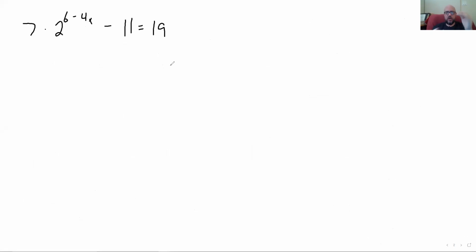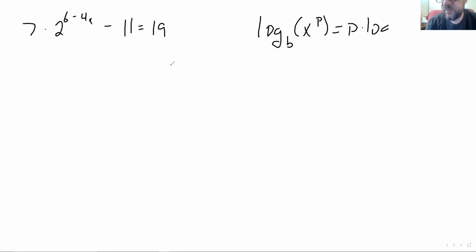So before you take the logs, the power property says log base b of x to the p equals p times log base b of x. Notice that what I want to do is take the log of something. I don't have any logs in my expression right here. I'm taking the log of both sides of the equation, and that means I have to get the whole side inside the log.